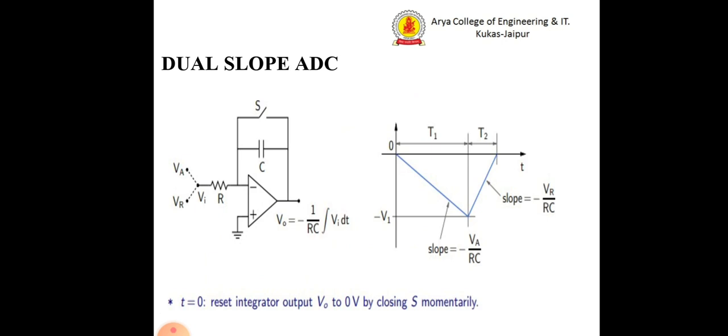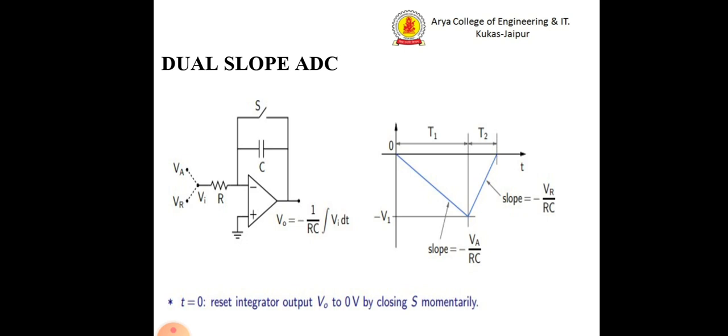This slide shows the circuit diagram for the dual slope ADC, which comprises an integrator connected to two inputs. VA has to be converted to digital format, and VR is the reference which will be utilized to convert the analog signal to the digital signal. The output of the integrator is V naught equals minus 1 upon RC integral of VI dt. On the right-hand side, you can see the two slopes.